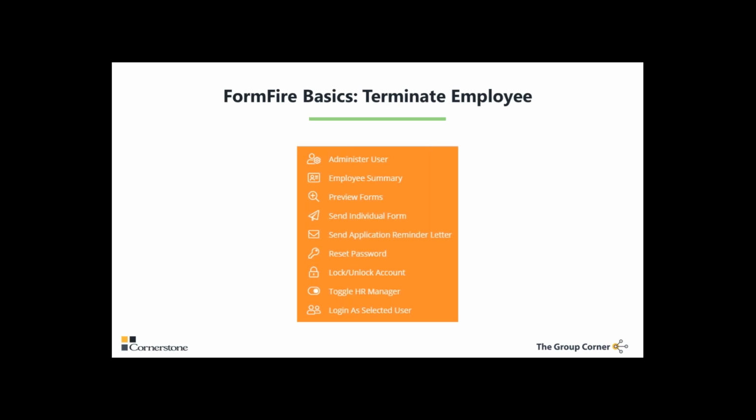For terminating employees, it is important to go to the agency screen, and then you're going to click the orange box and go to employee list. Once you're at employee list, you want to go to the orange box next to the employee that you're wanting to terminate. And you'll go up to administer user at the top of this orange box.